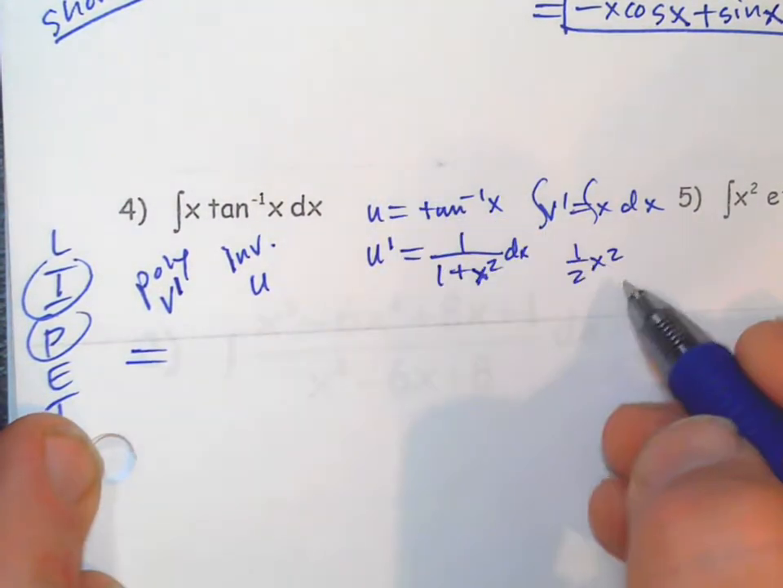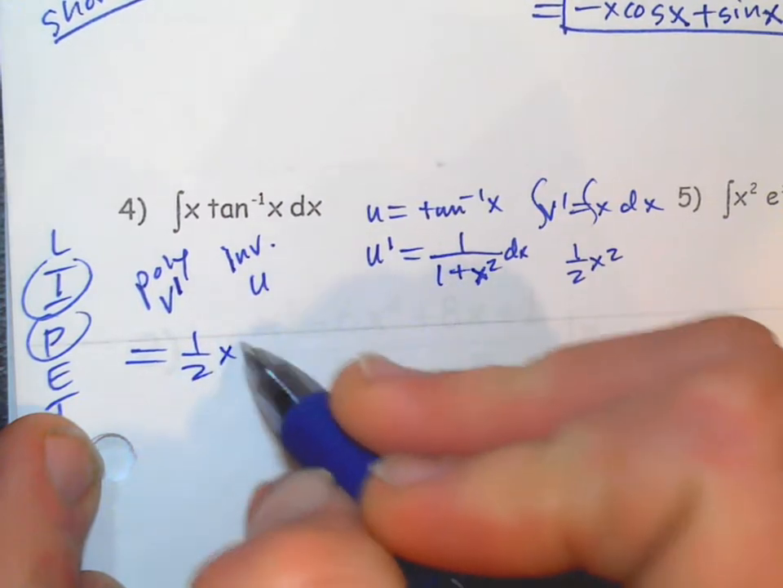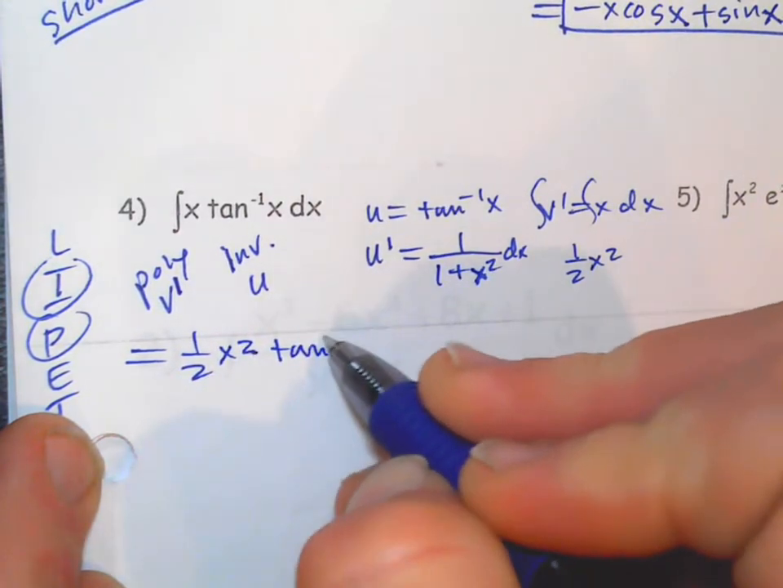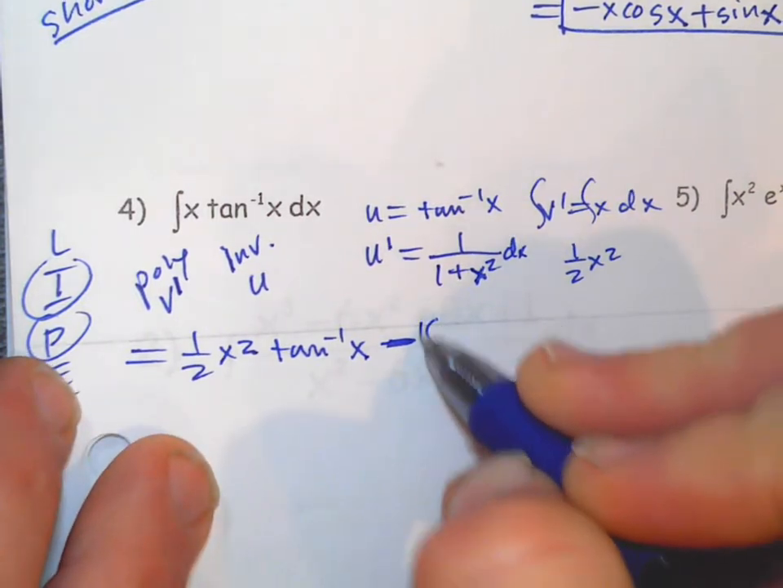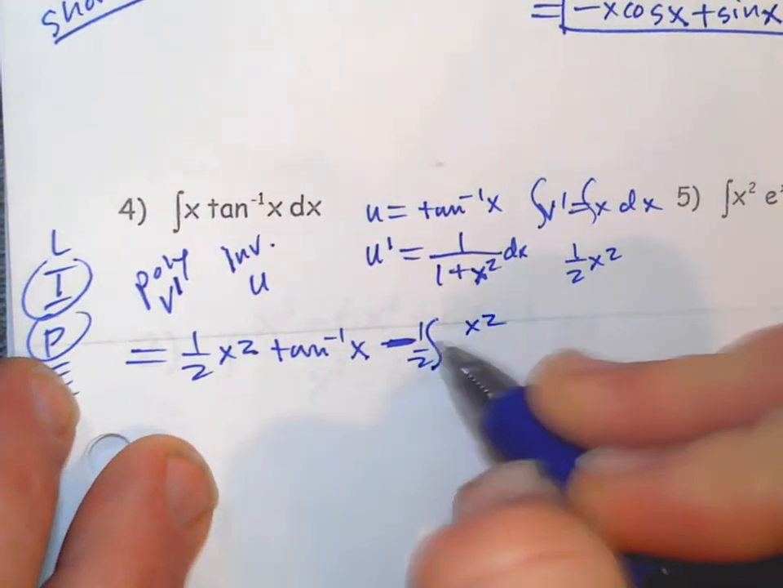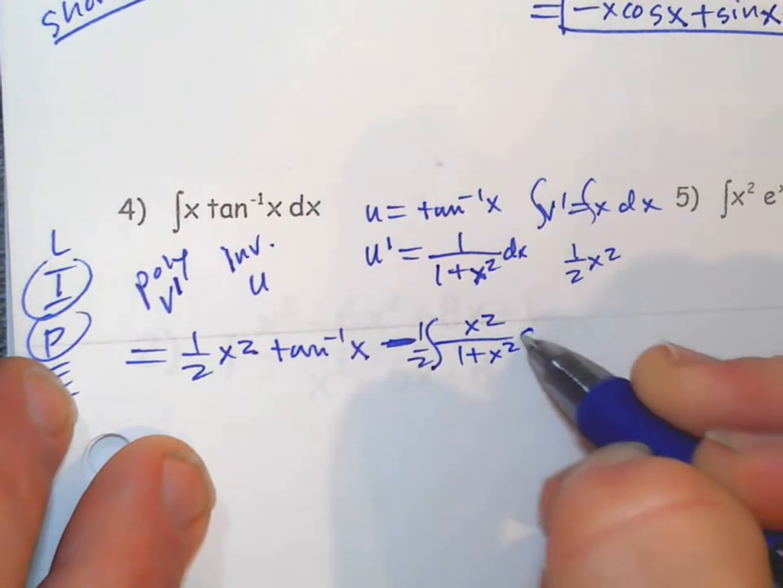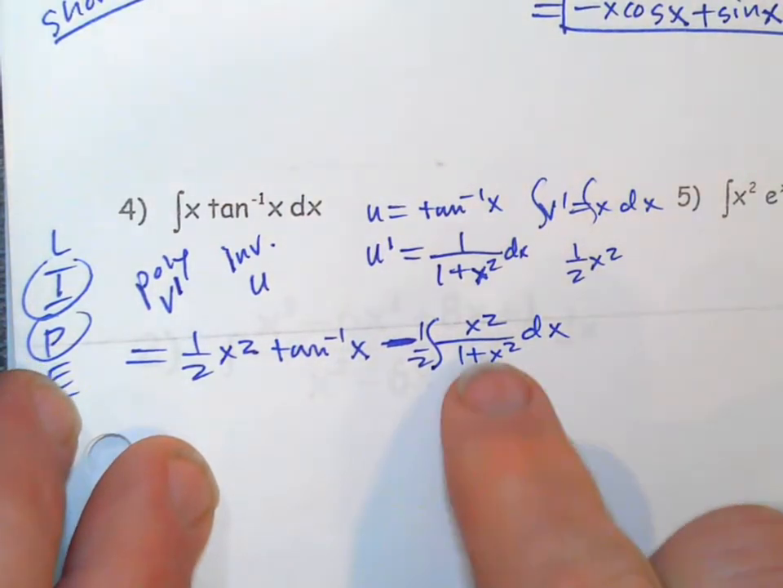So it's going to be uv: 1/2 x squared inverse tangent of x minus the integral of the two new things. I'm going to put the 1/2 in front. We can get x squared over 1 plus x squared dx. How do we integrate that?